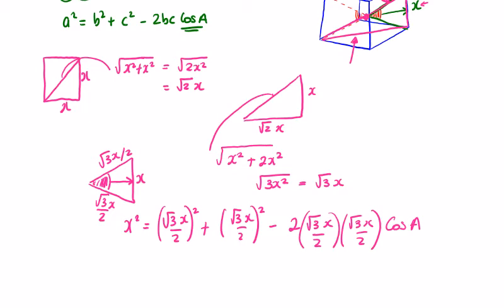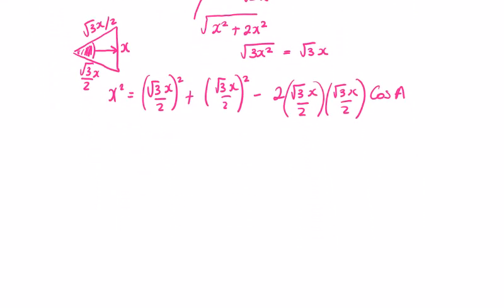Now hopefully this will simplify down for us. So let's see what we have. On the left we have x squared equals root 3x over 2 squared, which is going to be 3x squared over 4. Same for the next one. And then those two will cancel. We have minus root 3x by root 3x, which is 3x squared over 2, by the cos of A. So I want to leave the cos of A on its own and bring everything else to the left.